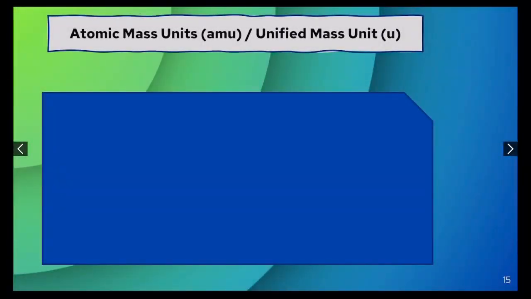Let's begin by talking about atomic mass units, or AMU, also known as unified mass units. The unified mass unit, with the U abbreviation here, is the SI unit for atomic mass in chemistry. Commonly you will see AMU and U used interchangeably, and they basically mean the same thing. The unified mass unit is a more contemporary version of the AMU. So just understand when you see AMU or U, they mean the same thing.